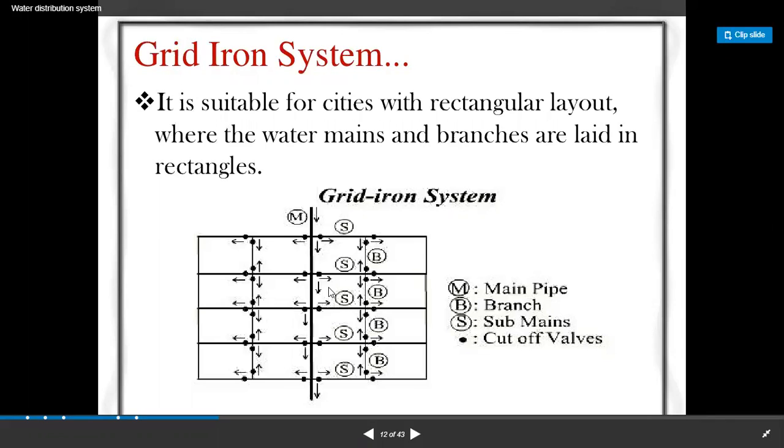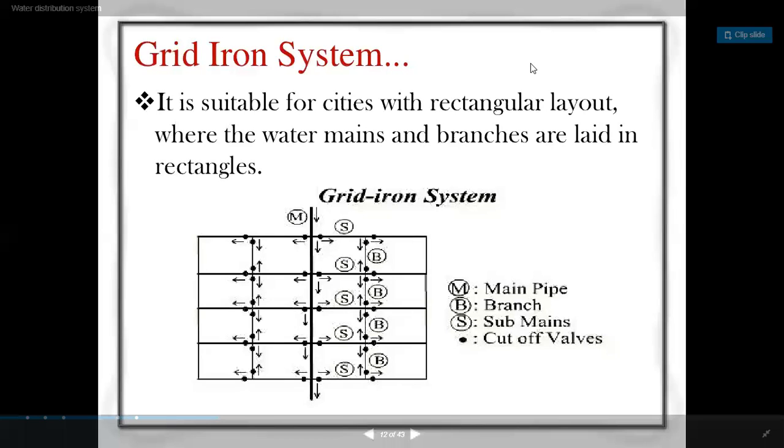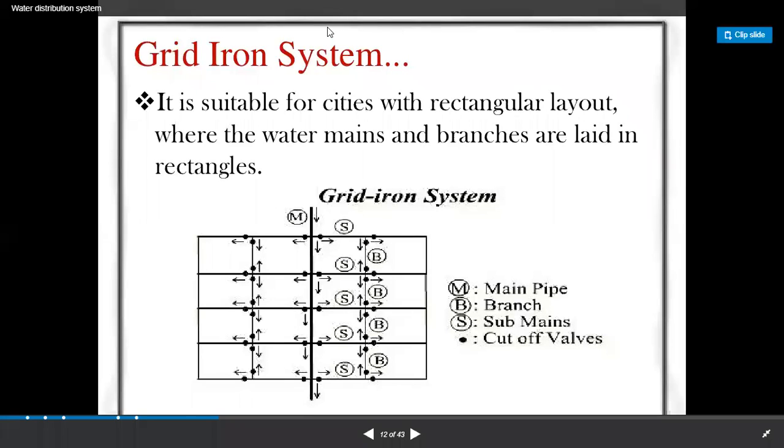See, in the first system the cutoff valves are provided only on the sub mains, but in this gridiron system the cutoff valves are provided on every sub main and every branch. That is, in the first system, the dead end system, the cutoff valves are provided only for sub mains, but in the gridiron system cutoff valves are provided on every sub main and on every branch. See, this is a gridiron system.